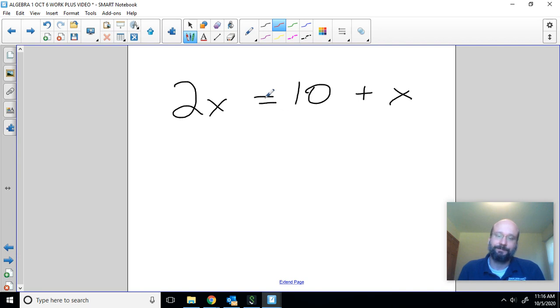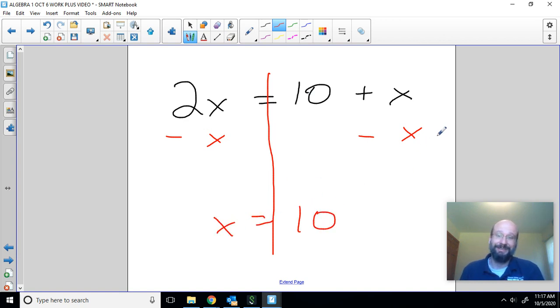So this one, you have an x over here and you have an x over here. So we have to combine like terms. So we have to combine these x's. So I'm going to move this x to the left, because I always want to keep my variable to the left. So this is a plus x. So I'm going to subtract x from both sides. On this side, that gives me x equals, on this side, 10. So in this instance, it was just one step. I just had to move the x over. 2x minus 1x is x. X equals 10.